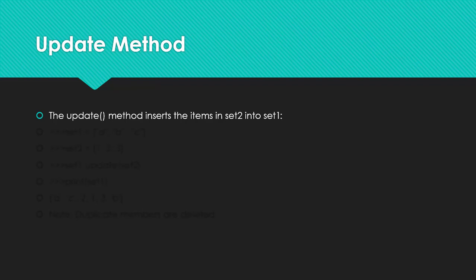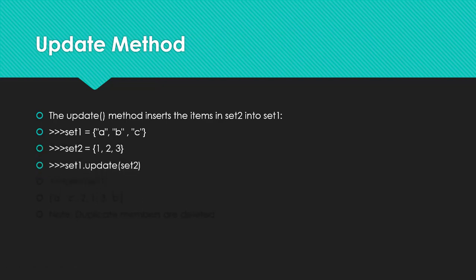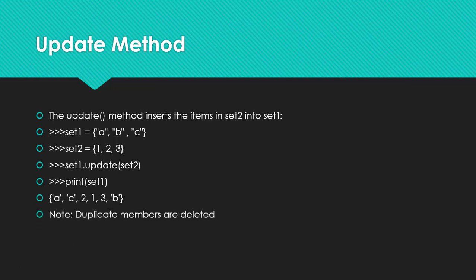So we have the same set 1, set 2, set 1 dot update set 2, and then print set 1. So basically what the update method did here is it updated set 1 with the items of set 2. So now set 1 consists of all the elements combined of set 1 and set 2. Note, duplicate members are deleted. If there are any duplicate members, those will be deleted.